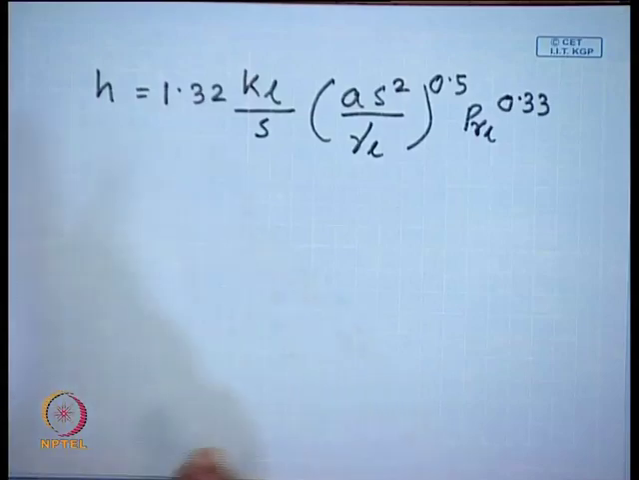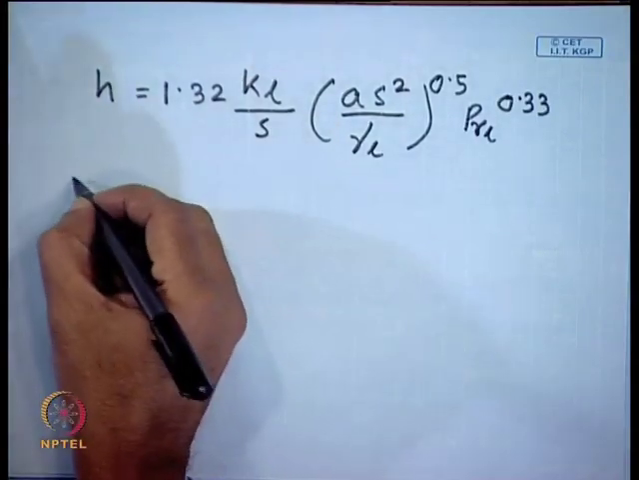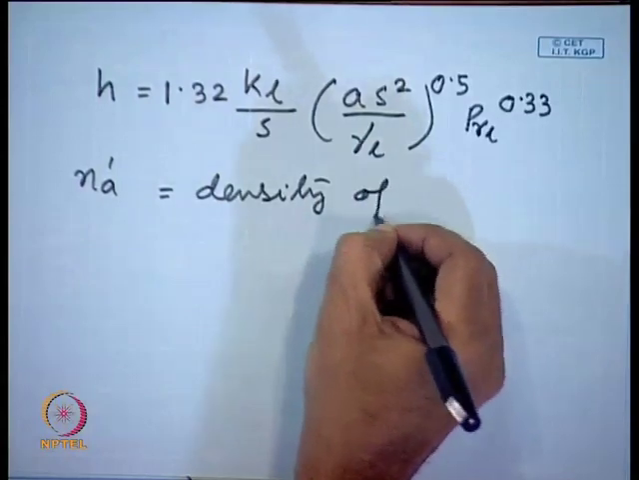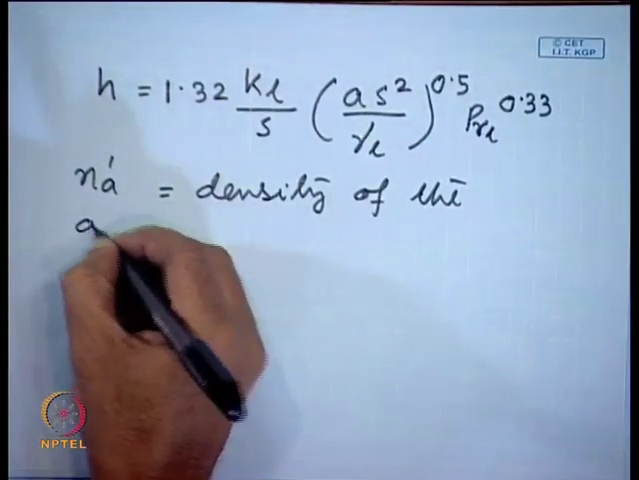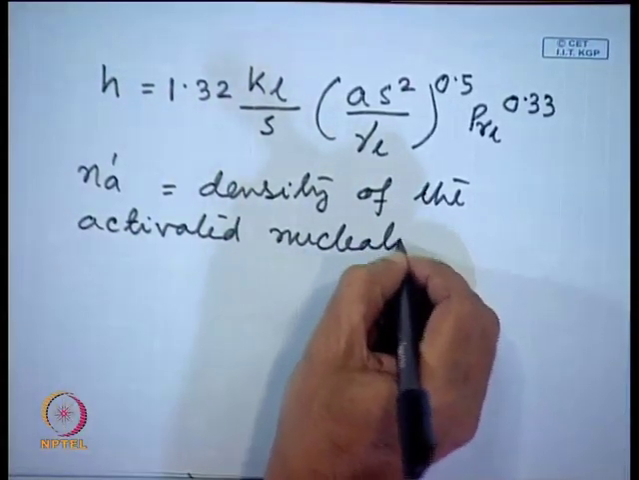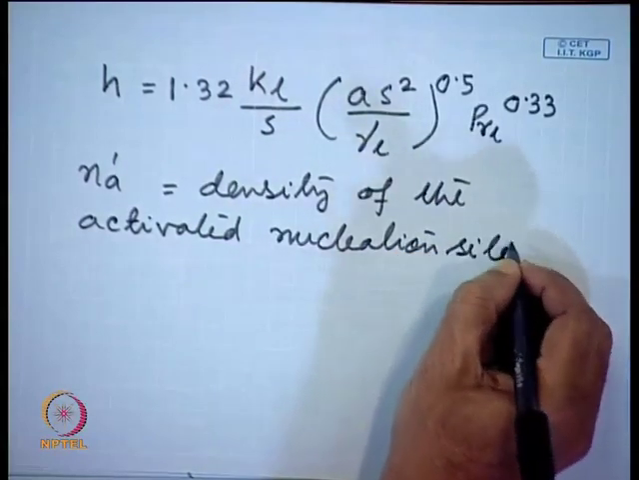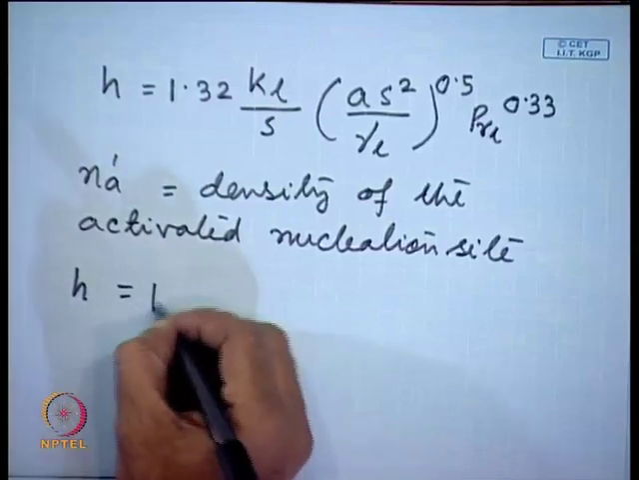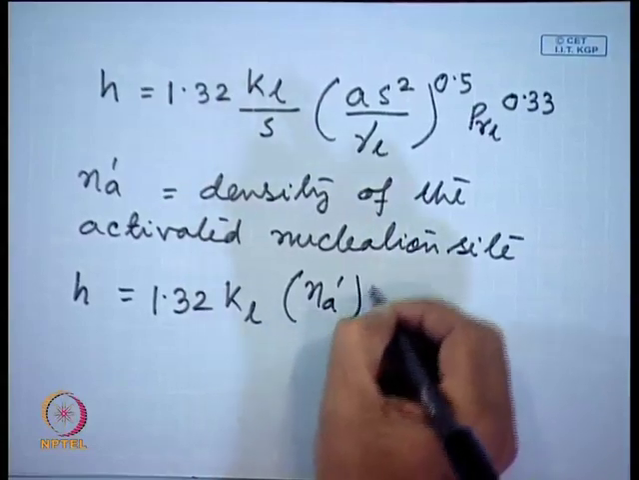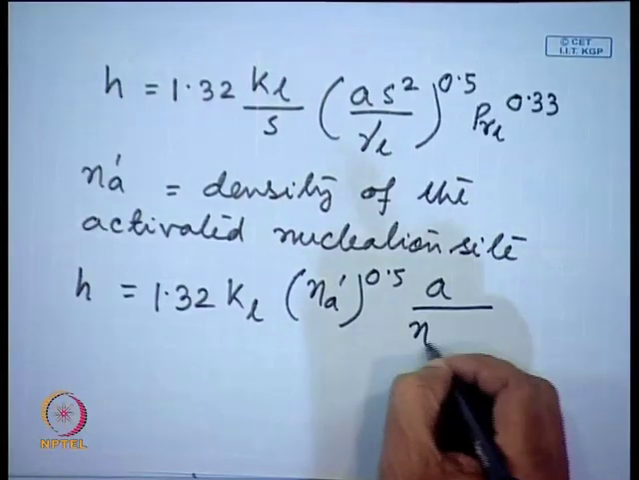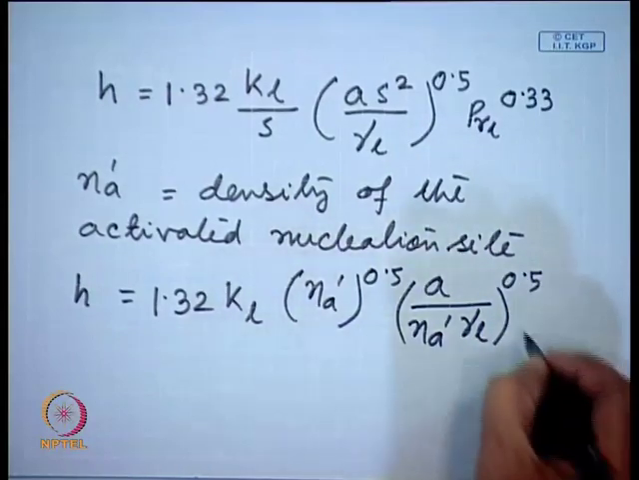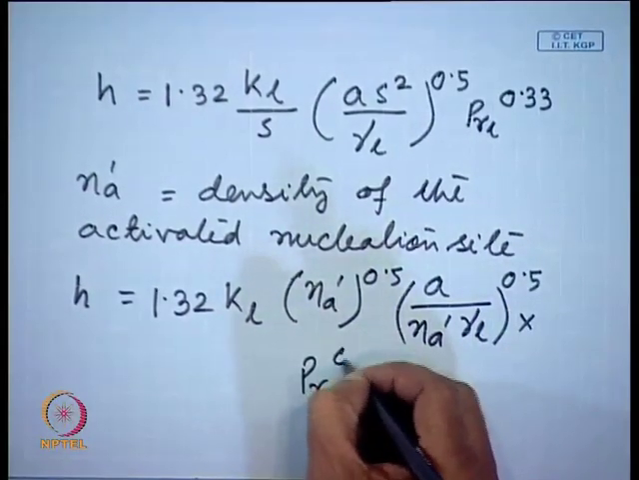Now, what again one can do, one can bring in N_A dashed, which is the density of the activated nucleation site, and with that one can write H is equal to 1.32 K_L times N_A dashed to the power 0.5 times A by N_A dashed, multiplied by Pr_L to the power 0.33.